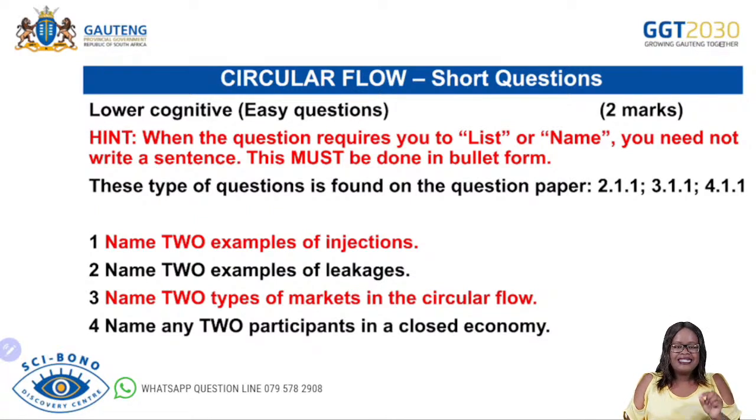Right, now examples. Remember I said that the questions are not limited to the ones that we are going to be doing. However, examples of the questions that may be asked are the following. Name 2 examples of injections, name 2 examples of leakages, name 2 types of markets in the circular flow, or name any 2 participants in a closed economy. Remember I said that another keyword that may be used will not be name, but it would be give or state or mention, right?